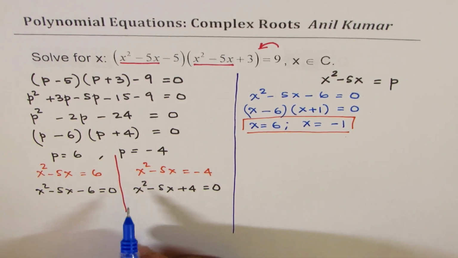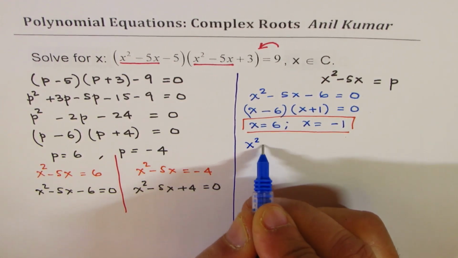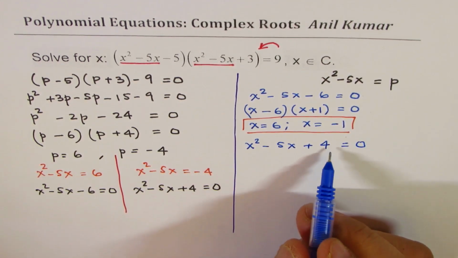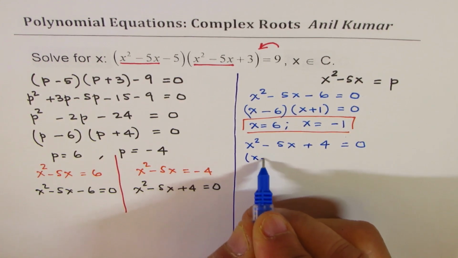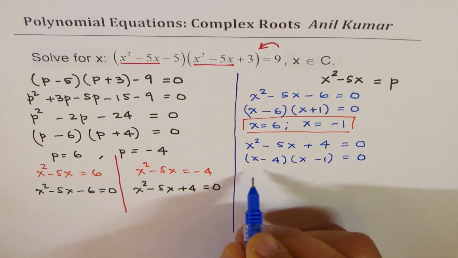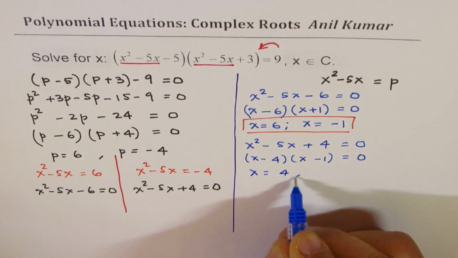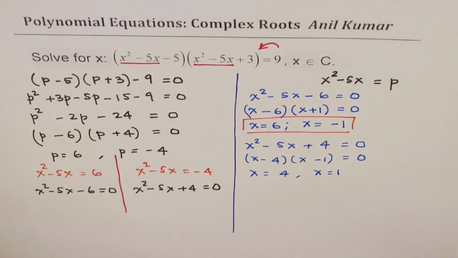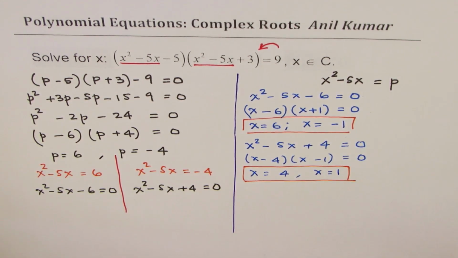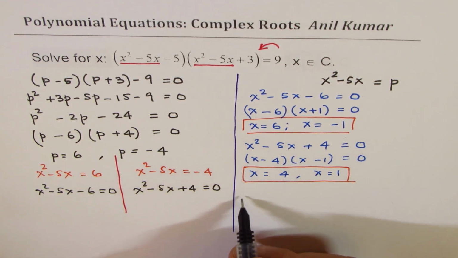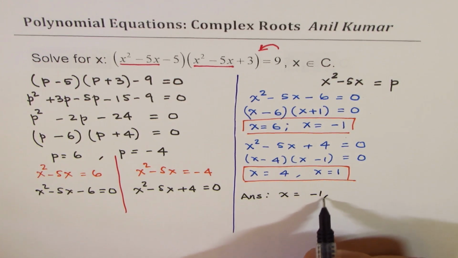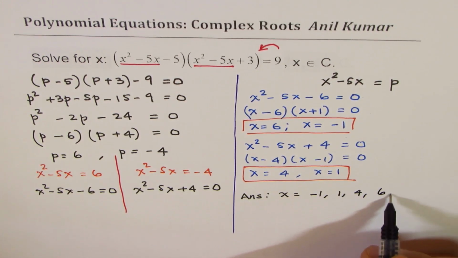Now we are going to solve the second one, which is x squared minus 5x plus 4 equals 0. 4 times 1, both negative. (x minus 4)(x minus 1) equals 0. That means x equals 4 and x equals 1 is another set of solutions. So as you can see, we have a quartic equation and we have 4 solutions. So now we can write down our answer, and that is x equals minus 1, 1, 4, and 6, correct?